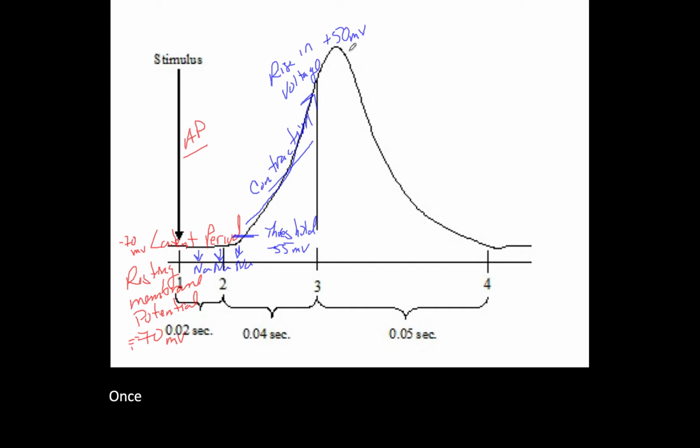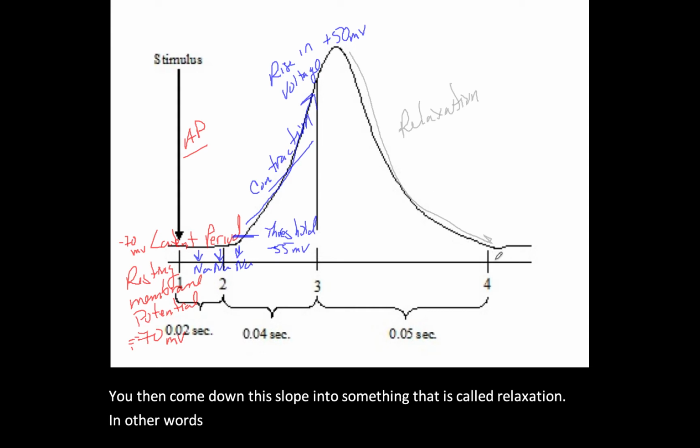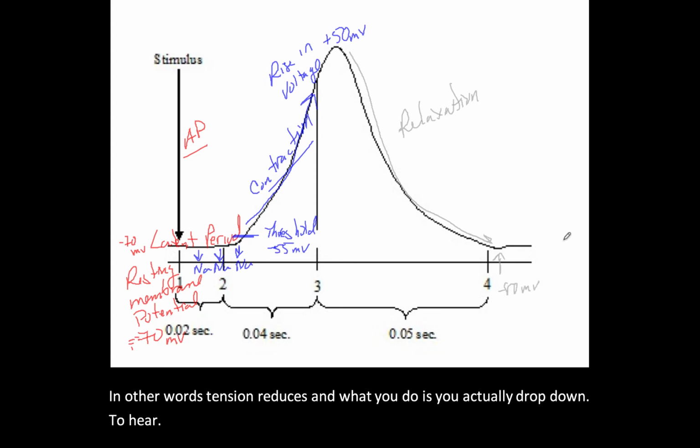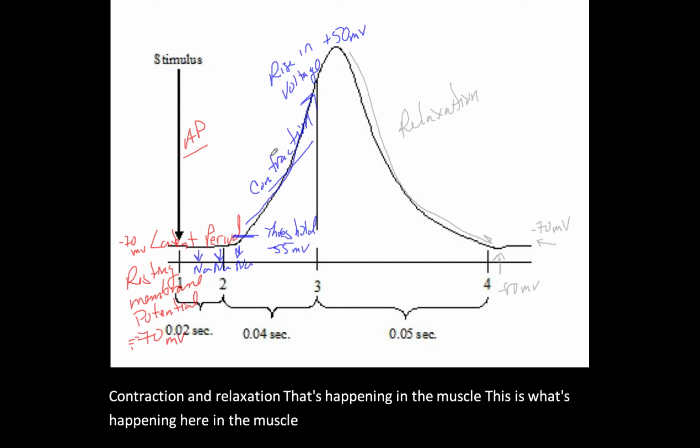Once you've hit contraction, you then come down this slope into something that is called relaxation. In other words, tension reduces. And what you do is you actually drop down to here to about negative 80 millivolts, and then you come back to negative 70 millivolts right there. This cycle of latency period, contraction, and relaxation is what's happening here in the muscle. All right. So contraction is occurring.